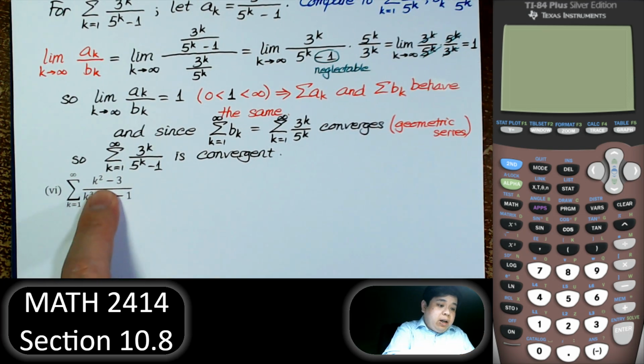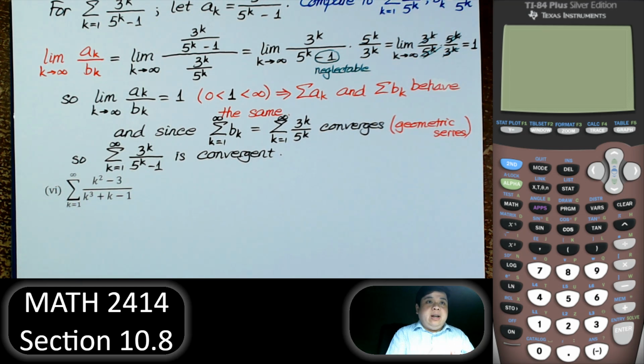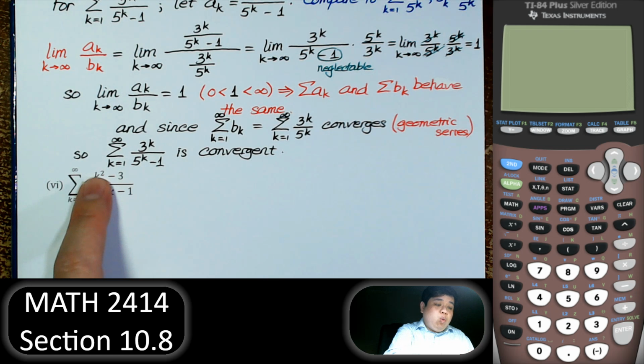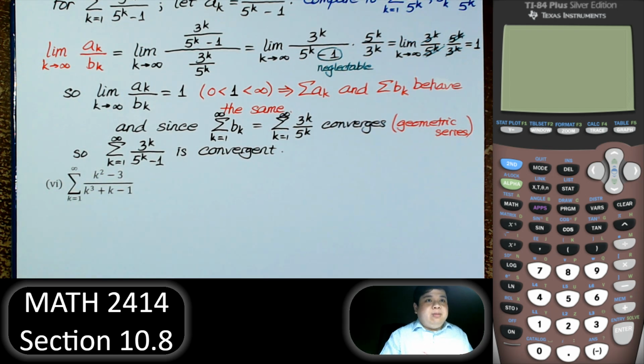If we start at 1, put 1 in here, 1 squared minus 3, that one's negative. If we put 2 in there, it will be positive. So even though the first term is negative, where we put 1 in here for k, that's okay. Just ignore the first term. Like I said, missing the first few terms, the series is still convergent or divergent. Nothing will change about convergence or divergence if we remove the first few terms. Right. I will still need to write that note.